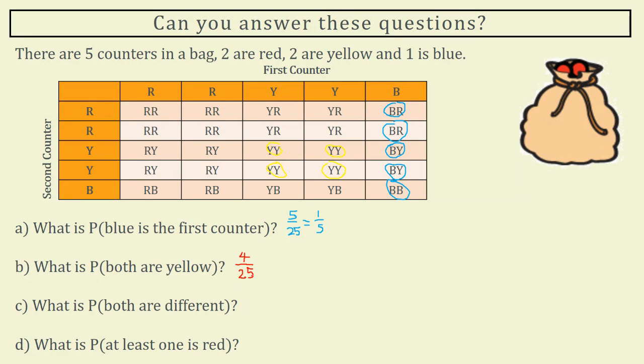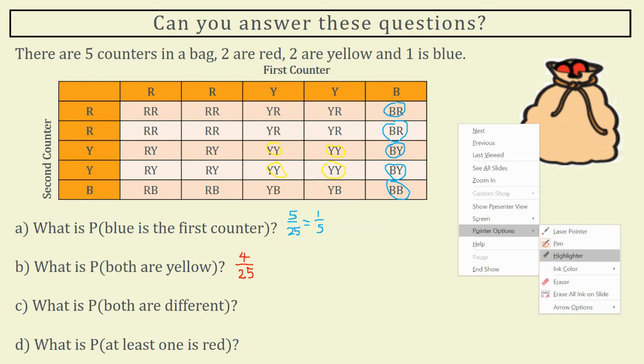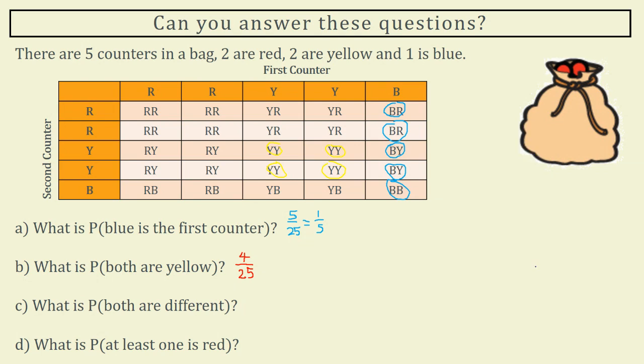The only thing that's going to go into 25 that could bring it down at all would be 5, and 5 won't go into 4. So that's done. Right, I'm going to move off red because red features in the last one, doesn't it? So let's try doing these ones in purple then. Both are different. So let's start looking across all of these ones. Well, red and red, that's no good. But these 2 are different, and these 2 are different, and these 2 are different, and the next 3 underneath those ones as well.